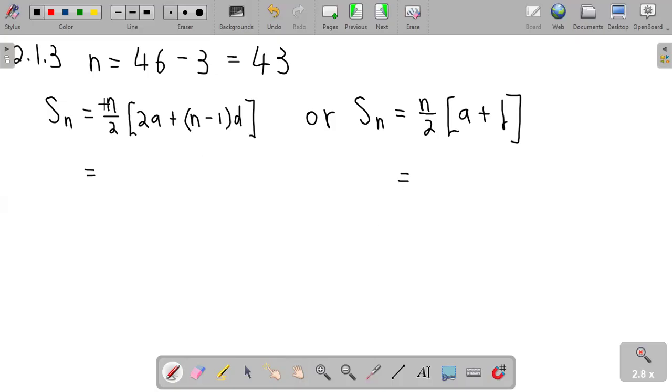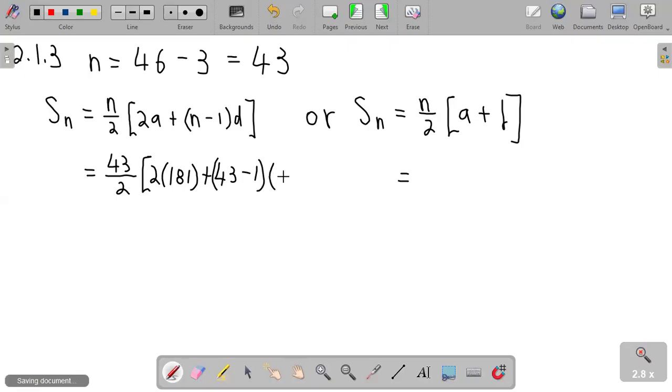So again, we said our n is 43, not 46. So it's going to be 43 over 2, and then 2. Our first term is 181 plus, and then again 43 minus 1. Okay, then our d is -4. And then you use a calculator here to get the sum of the sequence, or the sum of the series.